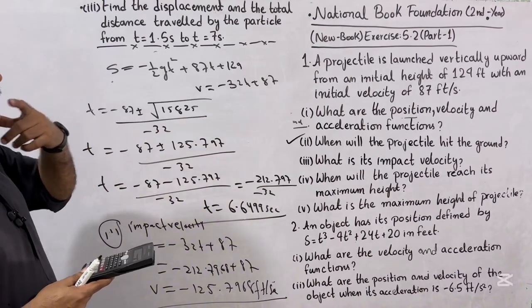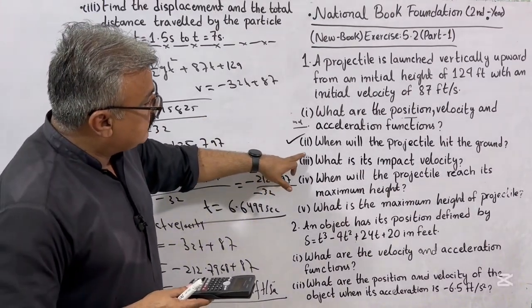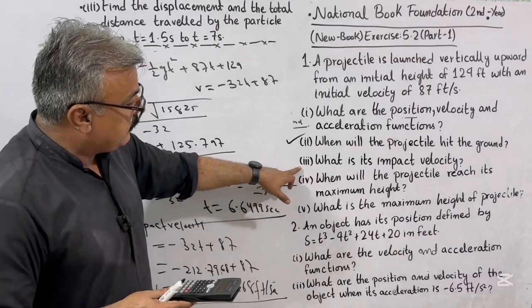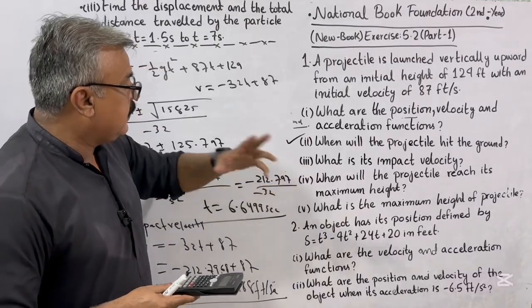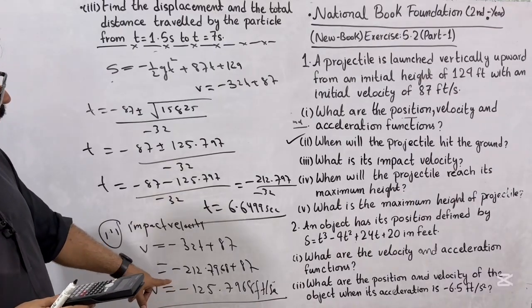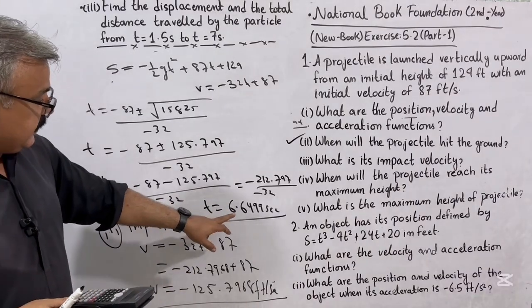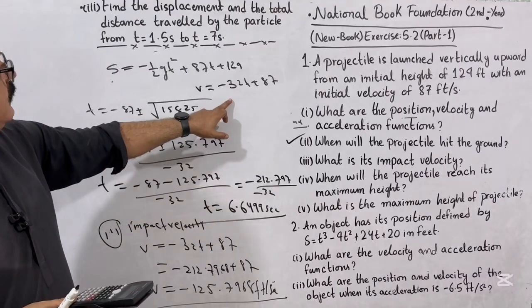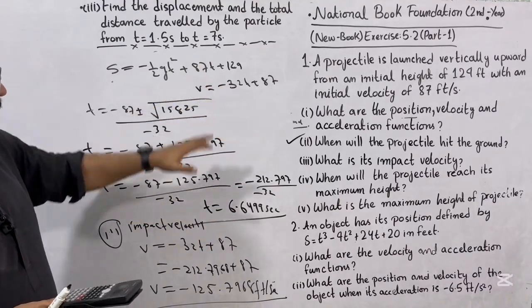And in your book, the answer of this is not written correctly. They have given something positive for the projectile velocity, which should be checked. That is the real answer. Impact velocity is this. This is the time when the projectile hits the ground. Plug this into the velocity and you are going to get the impact velocity.